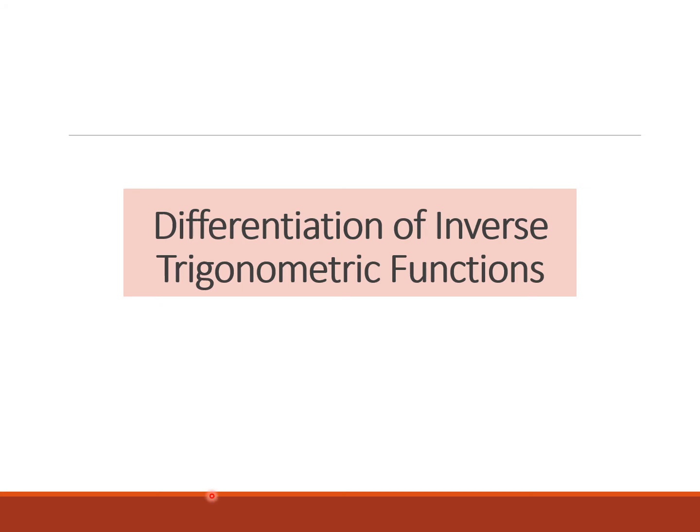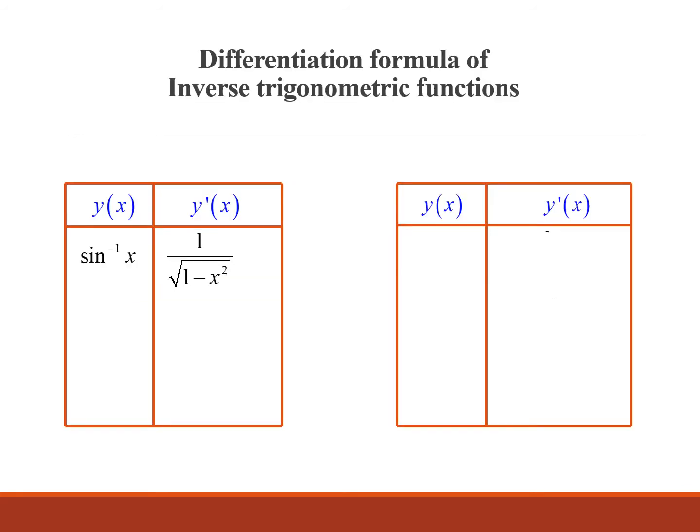This video will explain how to find the differentiation of inverse trigonometric functions. So this is the differentiation formula for the inverse trigonometric functions. The derivative of the arcsine of x is equal to 1 over the square root of 1 minus x squared.